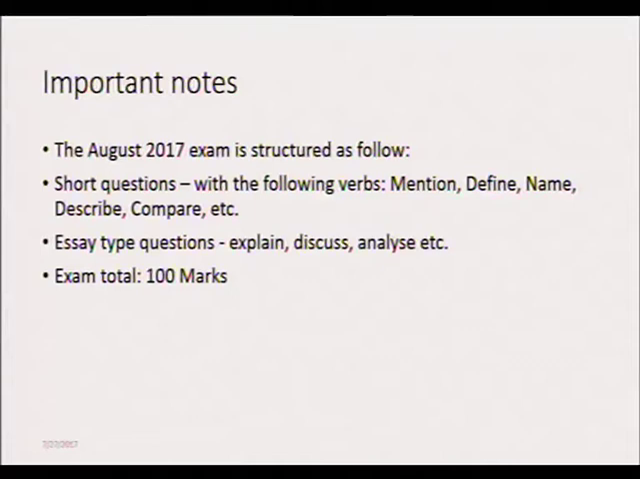The important notes for August examination. So we are going to have short questions. With short questions, usually you will encounter words like: you are going to mention, you will be asked to define, you are going to be asked, for example, to name or to describe and compare. And then again, you are going to have a bit longer questions, what we call the essay type questions, where you will be asked to explain, to discuss, to analyze. That's a type of an essay because it's in paragraphs. And then the total marks will be 100.